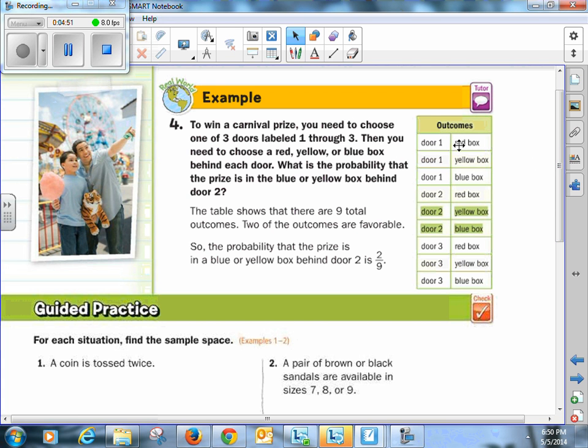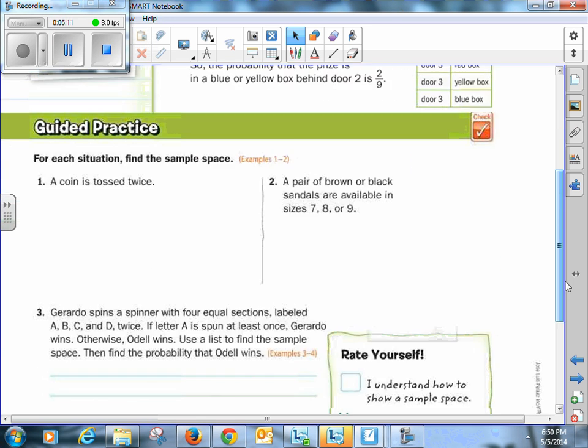So door 1, red box, door 1, yellow box, door 1, blue box. Door 2, red, door 2, yellow, door 2, blue. Door 3, red, door 3, yellow, and door 3, blue. So according to what they're looking for, there are 2 favorable outcomes out of 9 total outcomes.